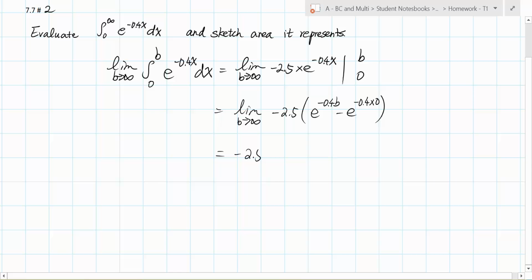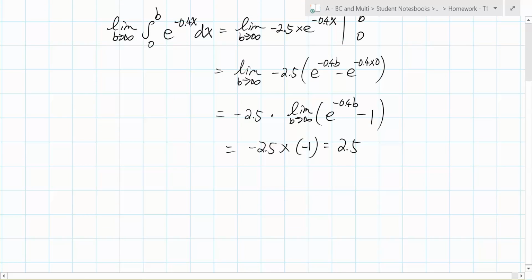So you have negative 2.5 in the front times limit as b approaches infinity, e to negative 0.4b minus this thing equals 0. So e to the 0 is 1, right? So you would have this minus 1. And as you see over here, as b approaches infinity, this thing approaches 0. So if that approaches 0, then we're only left with negative 2.5 times negative 1, which will give you 2.5. So this is actually the answer to the problem.